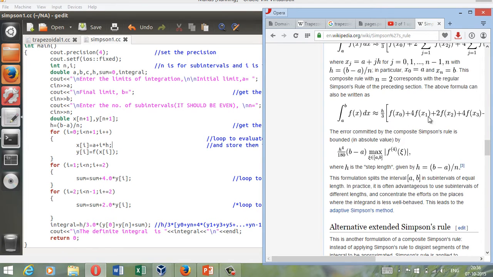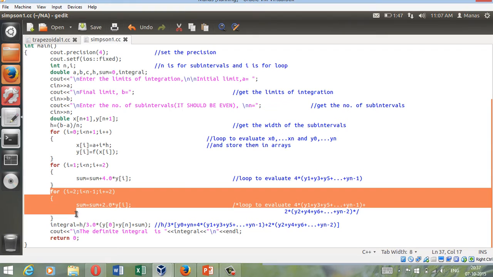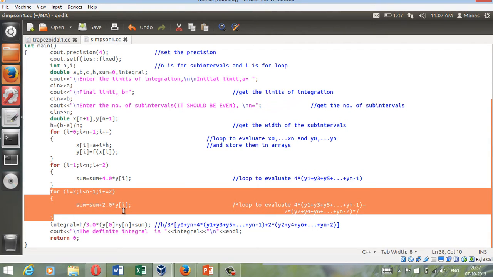Okay, so as you can see, we need to multiply the odd position values of f of x by 4. So that's what is going on here. I start a loop from 1 and increment by 2 regularly, and the sum is getting equal to 4 times f of x1, then plus 4 times f of x3, and so on. Then what I'm doing in this loop right here is multiplying the even positional f of x values by 2 and adding them all up.